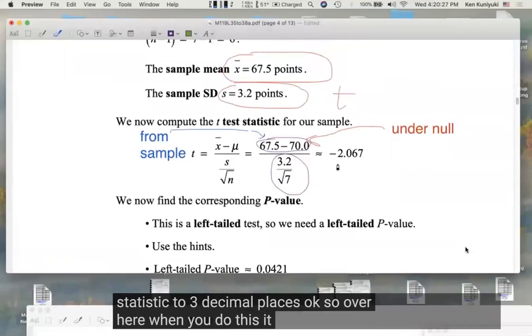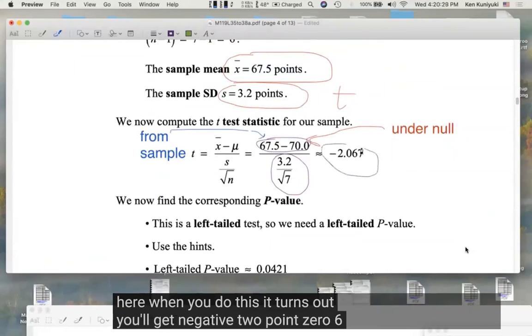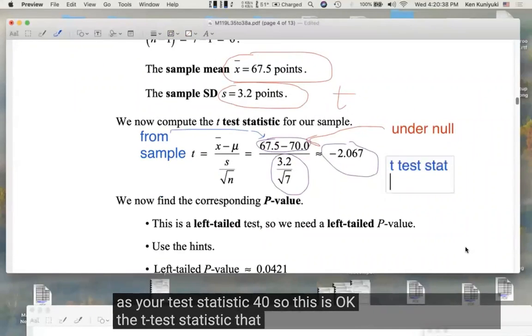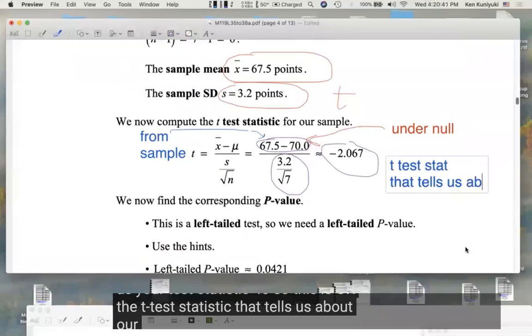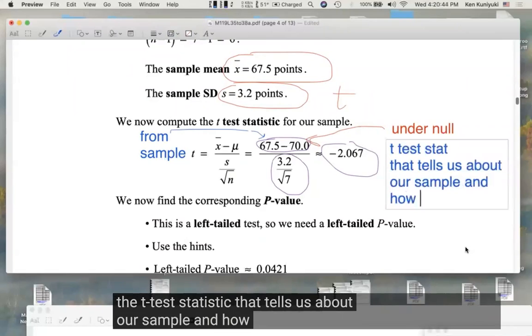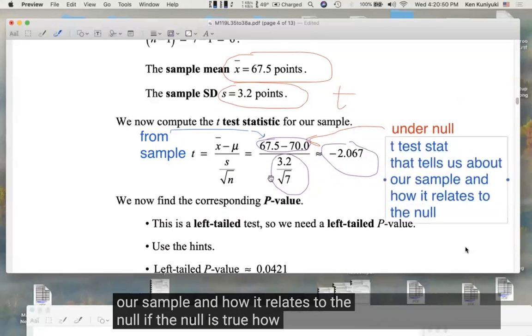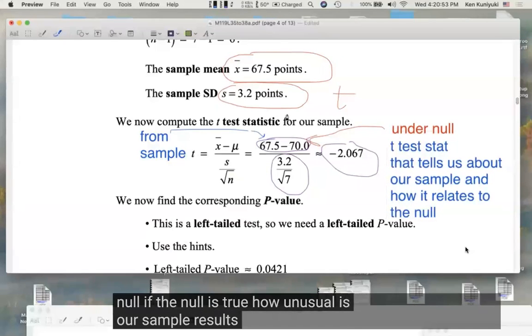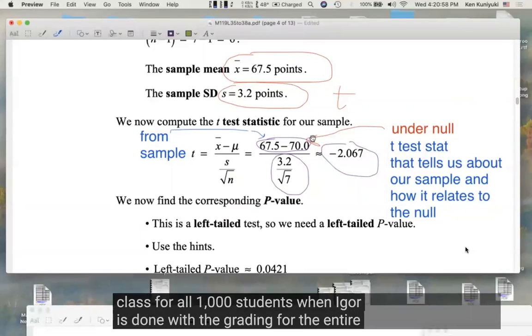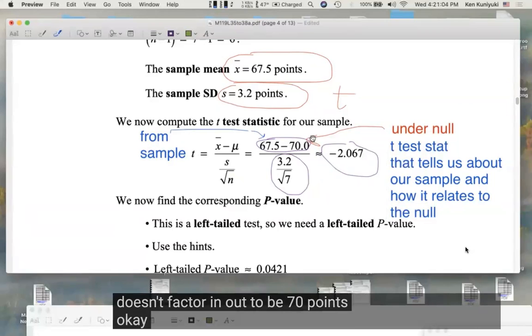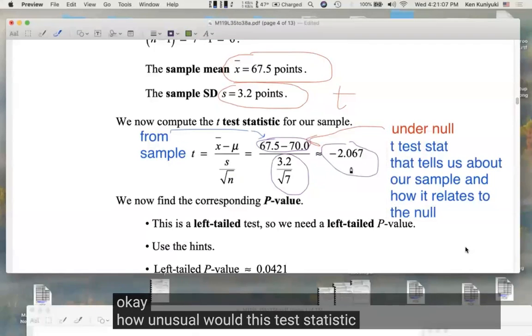Okay, so when you do this, it turns out you'll get negative 2.067 as your test statistic for T. So this is the T-Test statistic that tells us about our sample and how it relates to the null. If the null is true, how unusual is our sample result? If the mean for the class for all 1,000 students, when Igor is done with the grading for the entire class, if the population mean does in fact turn out to be 70 points, how unusual would this test statistic have been?